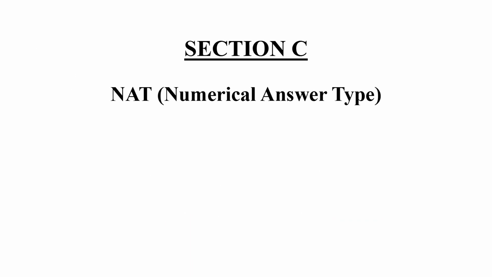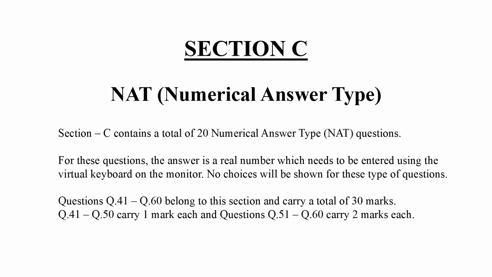Moving on to section C, that is the numerical answer type. This section contains a total of 20 numerical answer type questions. For these questions, the answer is a real number which needs to be entered using the virtual keyboard on the monitor. No choices will be shown for these types of questions. Questions 41 to 60 of the paper belong to this section and carry a total of 30 marks. Questions 41 to 50 carry 1 mark each and questions 51 to 60 carry 2 marks each. There is no negative marking, right?